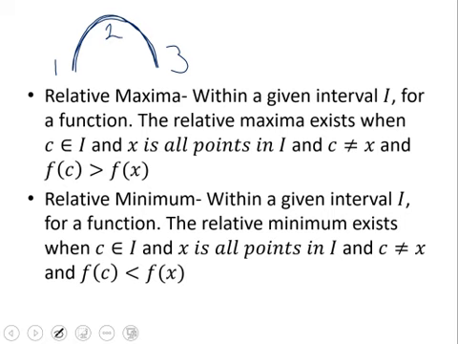Relative minimum, same thing, just the reverse. You're going for the lowest number. So if this is from 5 to 7 and 6 is the lowest point, that means 6 is the relative minimum. So you're looking for any types of peaks or valleys for your relative maxes and your relative mins.